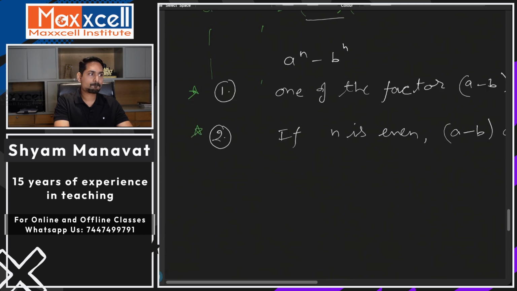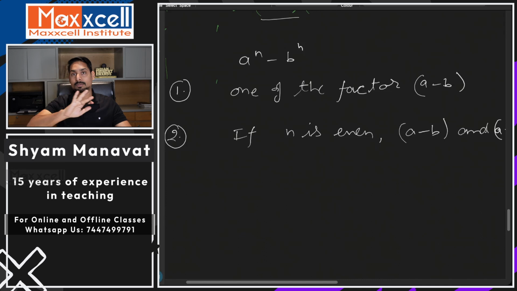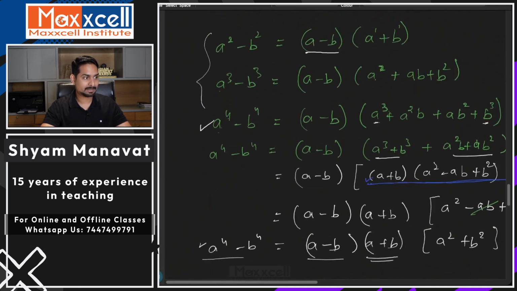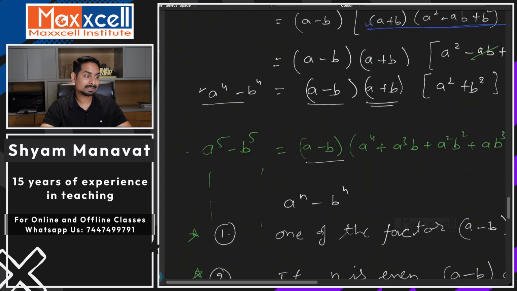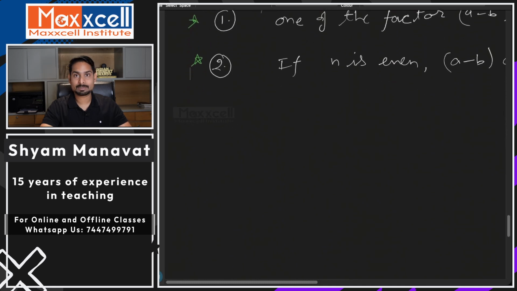Apart from that, when you say a minus b is one of the factors, in the other factor all the terms are positive. That is not going to be of much use; it will only help to write the second factor, a square plus ab plus b square. So all the terms are positive in the second factor, that's fine. But these two properties will be utilized in the near future when we solve number theory problems.